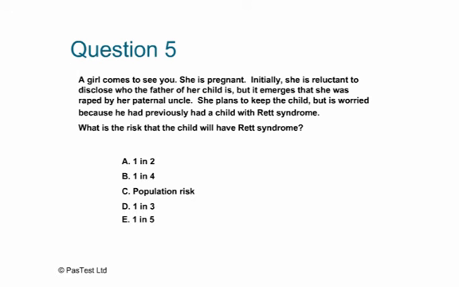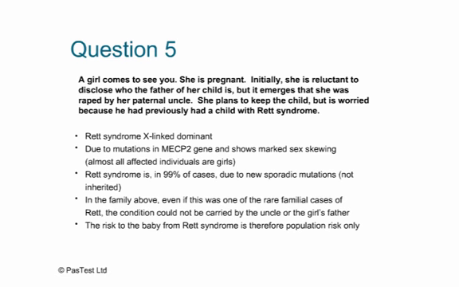Now, what do we know about Rett syndrome? Well, we know it's one of the rare conditions which is transmitted as an X-linked dominant. It's due to mutations in the MECP2 gene and shows marked sex skewing. In fact, almost all the individuals who are affected are girls. However, the other thing that's very important to know about Rett syndrome is that the vast majority of cases are not actually inherited but are due to sporadic new mutations. So initially we can say that it's most unlikely that this girl would have a child affected by Rett syndrome because the vast majority of cases are due to new mutations.